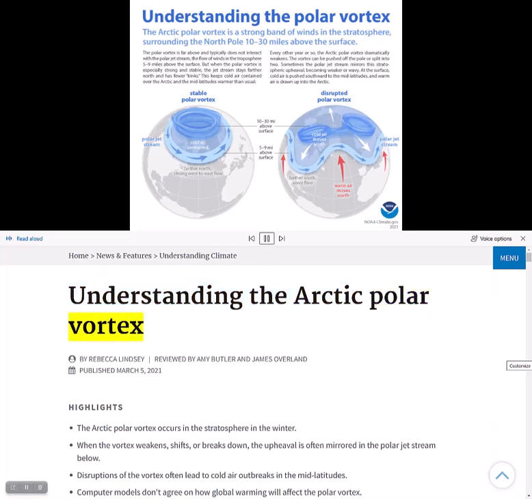Understanding the Arctic Polar Vortex. By Rebecca Lindsay, reviewed by Amy Butler and James Overland. Published March 5, 2021. Highlights.